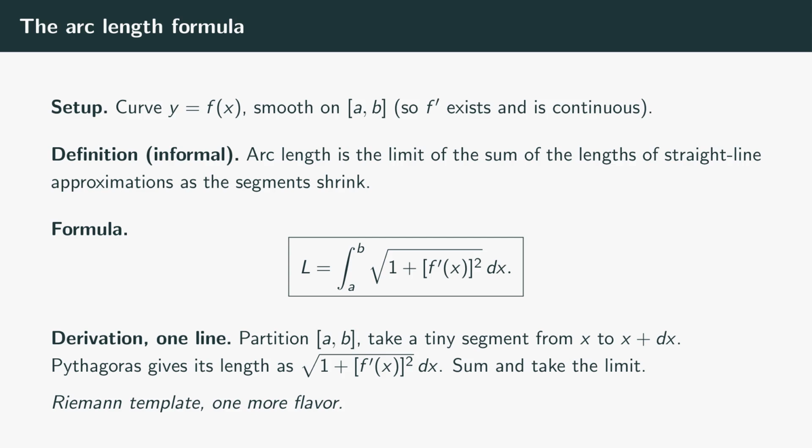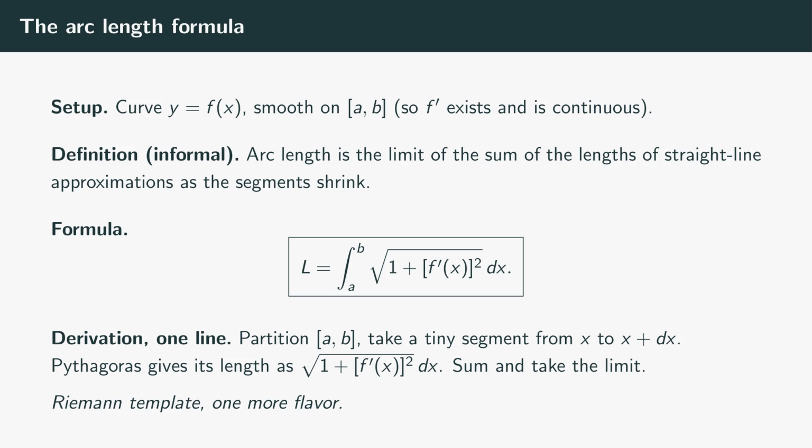Formal statement of the arc length formula. Take a curve y equals f of x, smooth on the interval from a to b, where smooth means f prime exists and is continuous. The arc length L of the curve from x equals a to x equals b is the limit, as you chop more and more finely, of the sum of the lengths of the straight line approximations. That limit, by the argument we just made, equals the integral from a to b of the square root of 1 plus f prime of x squared dx.